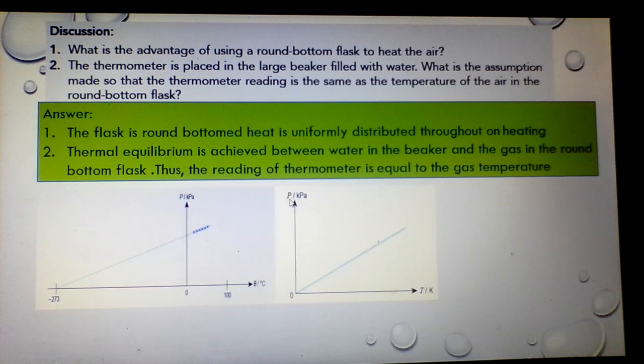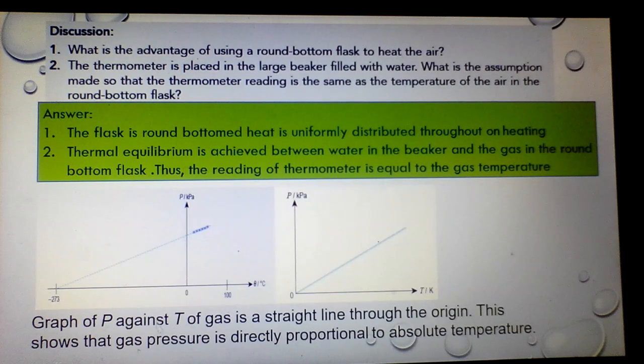Thus, when we plot a graph of P against T in Kelvin, we get a straight line passing through the origin. So from here we can say P is directly proportional to absolute temperature. Here is the conclusion based on the graph.